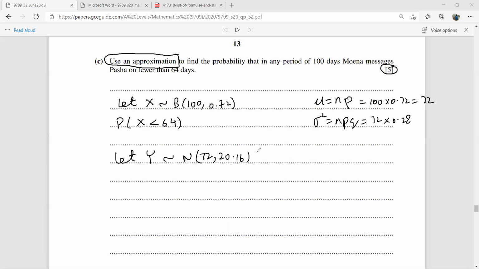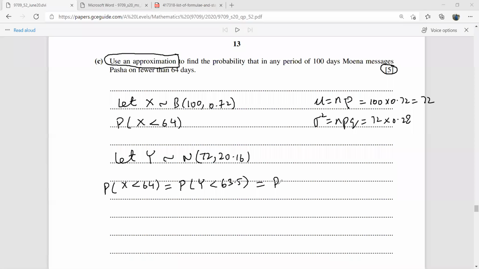Finding the probability X is less than 64 is like finding the probability Y is less than, and here is where you do the continuity correction. Would that be less than 64.5 or less than 63.5? 63.5, because 64 is not included here. If you don't do that correctly, you can lose 2 marks out of these 5 marks. This is less than 63.5.